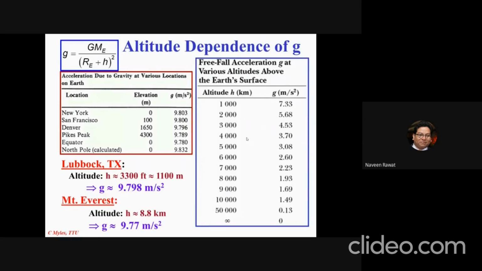If you are at an altitude of 1000 kilometers, the value of g that you will experience is 7.33. Suppose you are at 2000 kilometers, you can see that the value of g is going down. It's 5.68, and all the way up to 10,000 kilometers, the value of small g is only 1.49. And by convention, if you are at infinity, you're so far away that you're not feeling any force of gravity at all, so this g value is essentially zero, because this r that we are using in the denominator is so big that the value of force and the value of g is very small.